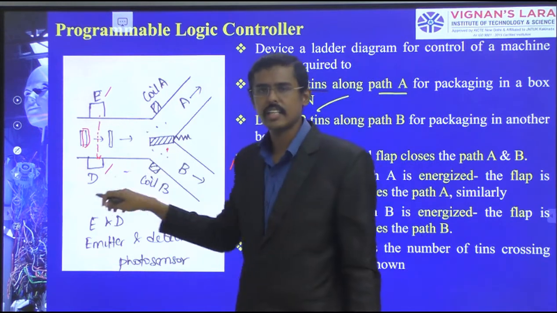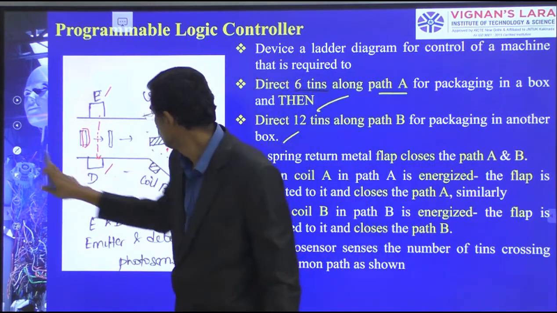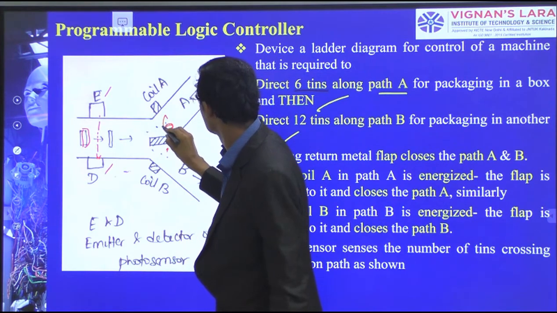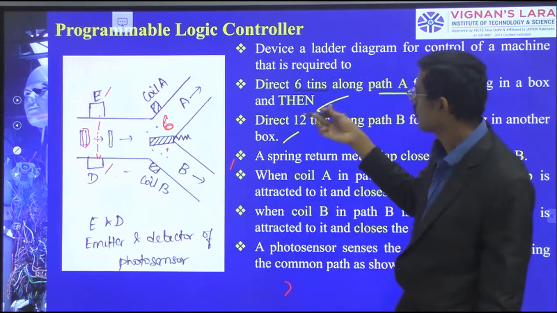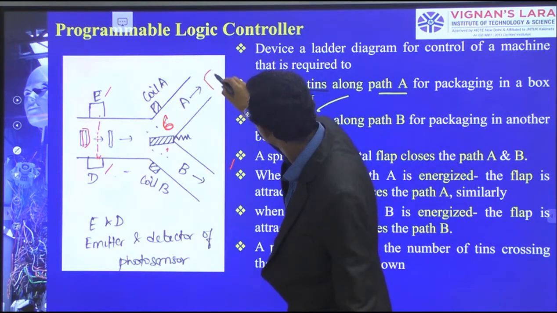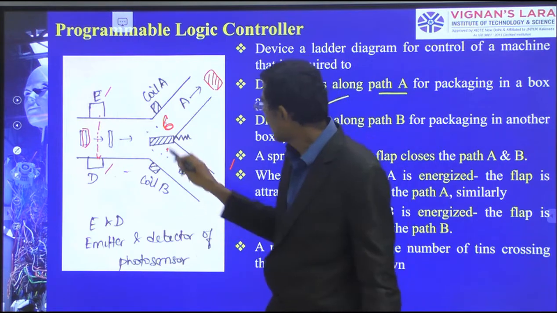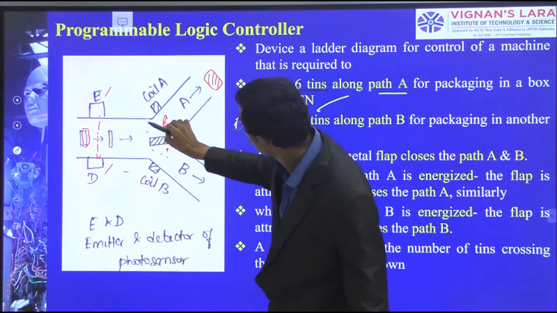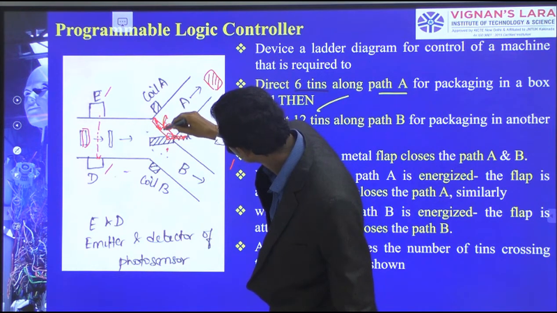If the object is detected, I want to send six objects. Here in the program they are mentioned as tins. So I want to send 6 tins along path A in such a way that I can make a box here for storing. Then after 6 are complete, I want to make this condition closed, in such a way that the path is closed.